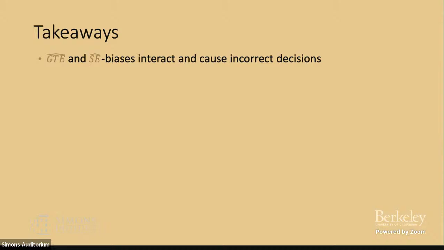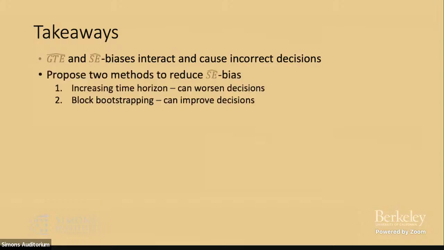Now to just sum up, what we show is that both the treatment effect estimates and standard error estimates will interact with each other and create incorrect decisions. We propose two methods of reducing the standard error bias. One of which is running these longer experiments, which worsen the decisions. The other is using this block bootstrap technique, this time series bootstrap technique, which actually improves the decisions in the cases that we study.